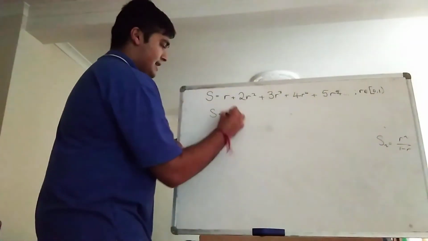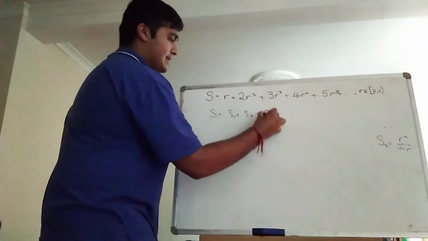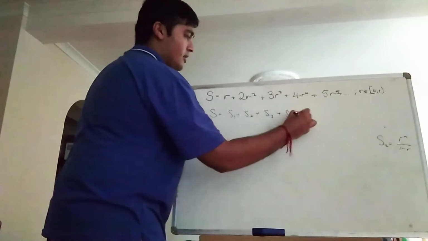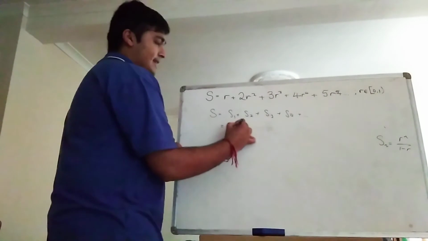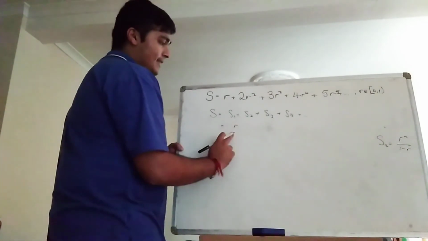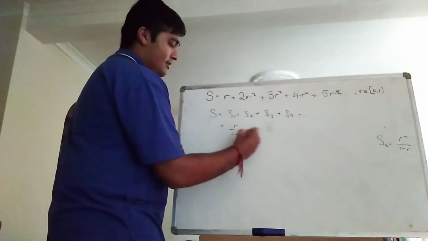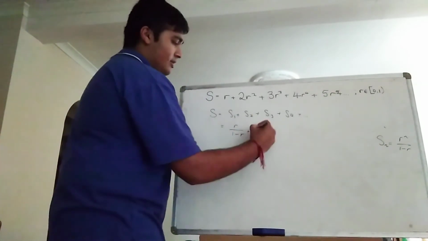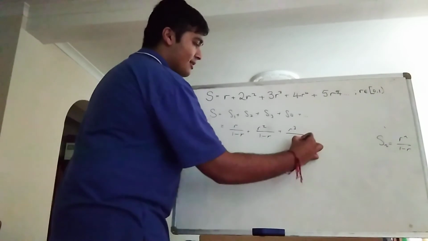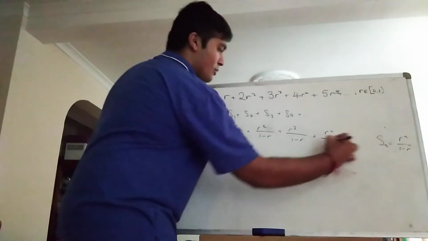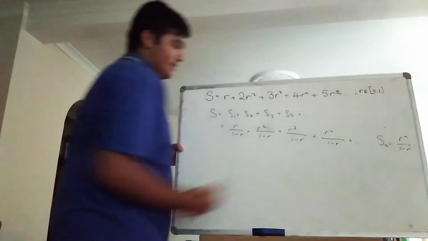So S is equal to S1 plus S2 plus S3 plus S4 plus dot dot dot. Now using our formula here, that's nothing but, in the case n equals 1, r over 1 minus r. Then the case n equals 2, r squared over 1 minus r. Then r cubed over 1 minus r. And then r to the 4 over 1 minus r, and so on.